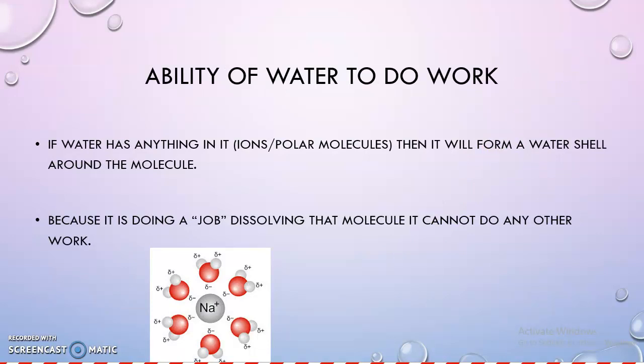So, the ability of water to do work. If water has anything in it, so ions, polar molecules, any sort of solute, then it will form a water shell around those molecules. So here we have all of our partial negatives surrounding this sodium ion. These water molecules are no longer able to do anything else because their job now is to dissolve that ion. So they can do less. So the whole solution has a lower potential because some of it is doing a job, some of it's doing something else.